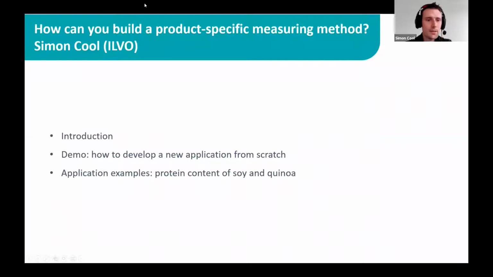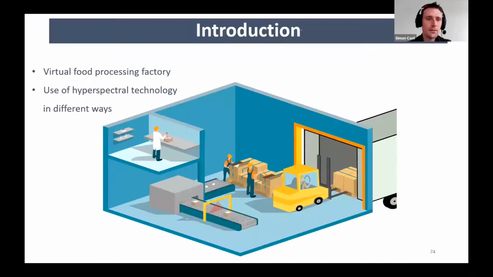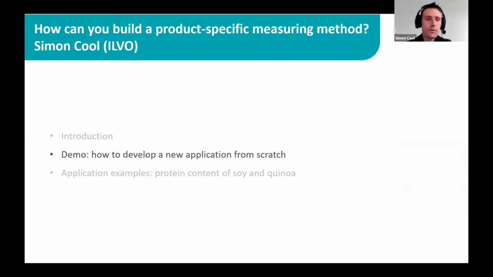This is the content for my presentation today. I will present to you the results of our measurement campaign of soya and quinoa that was measured here at ILVO. For my presentation, I created the virtual scenario of a virtual food processing factory for which hyperspectral technology is used in 3 different stages of production in this factory. But first, I will give you a little bit more information on the measurement campaign and give you some visuals on how the data was captured and processed.